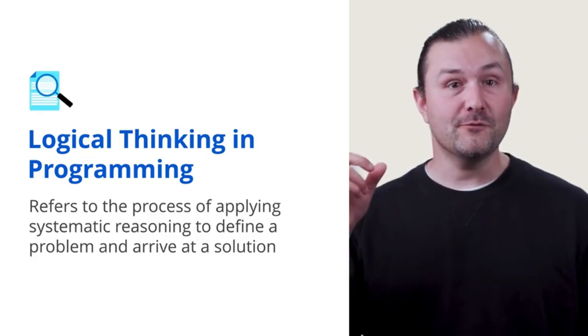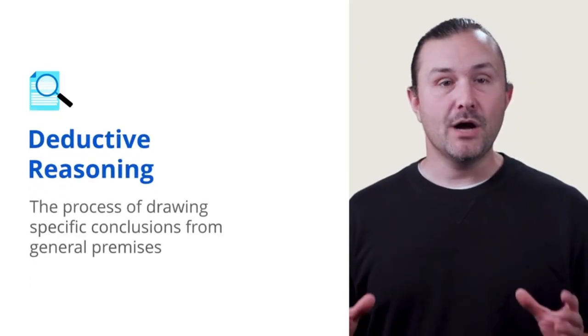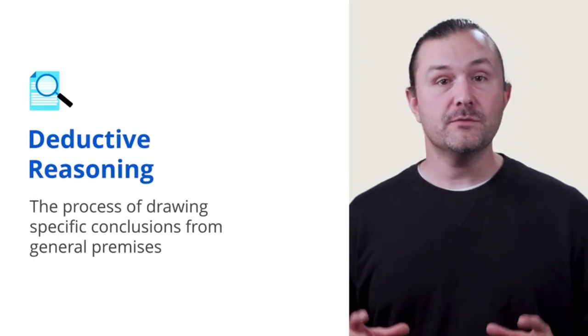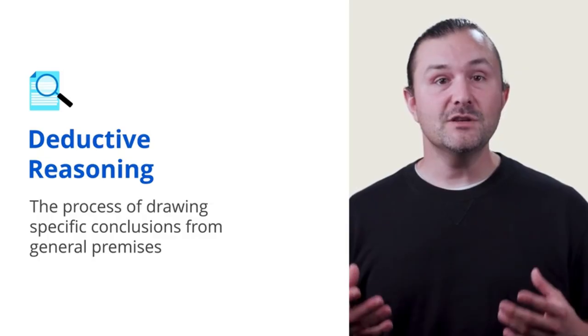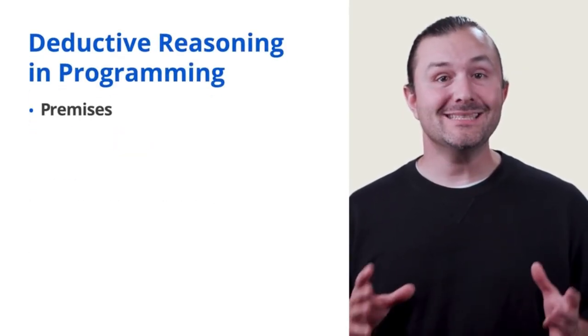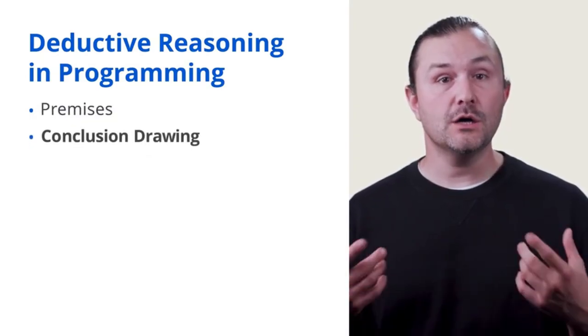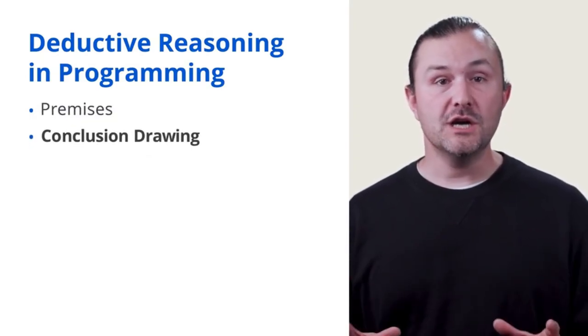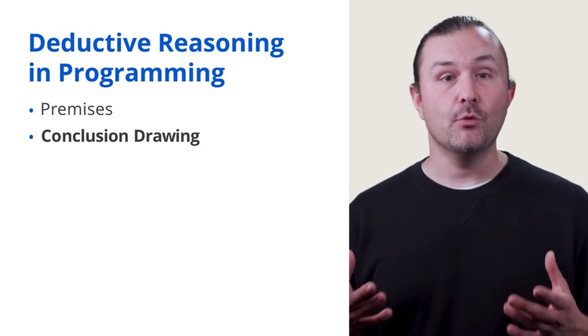Let's start with deductive reasoning. Deductive reasoning is the process of drawing specific conclusions from general premises. Let's see how this works in programming. Deductive reasoning starts with premises. A premise is an assumption or fact used to draw a conclusion. Programmers use deductive reasoning to debug and fix issues more efficiently.